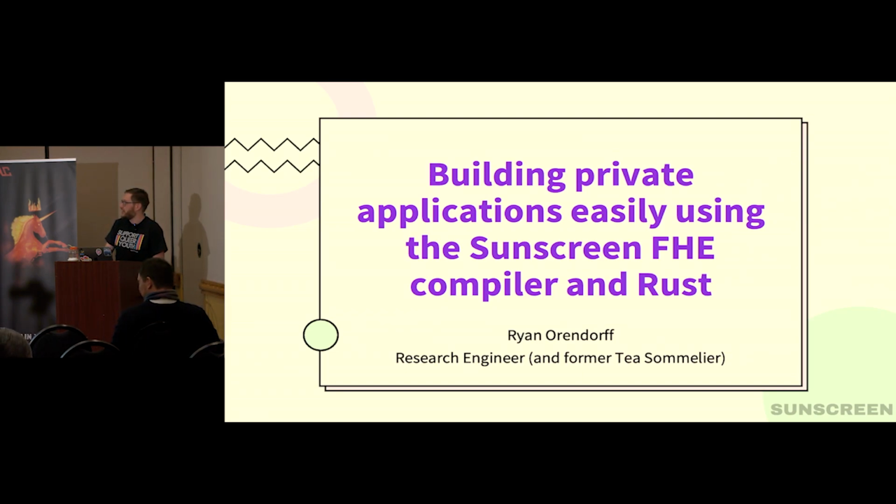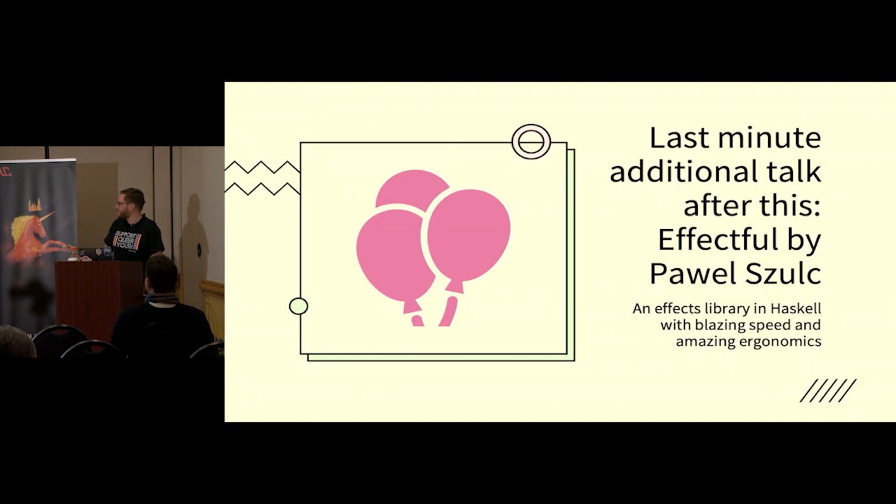I'm going to be talking about how to build private applications easily using the Sunscreen FHE compiler, which stands for fully homomorphic encryption, and Rust. And the T sommelier component was while I worked at Meta, so you have to choose your title.